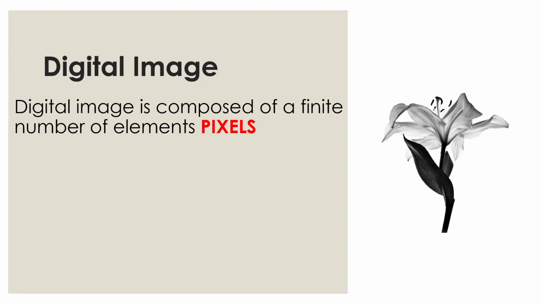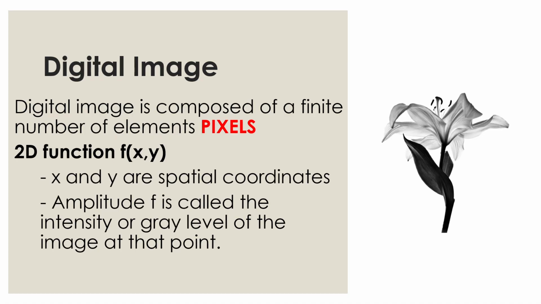So let's first understand what is a digital image. A digital image is composed of a finite number of elements called pixels. Mathematically, a digital image can be represented as a 2D function f of x comma y. Here x and y represent the spatial coordinates and f represents the amplitude, also called the intensity or the gray level of the image at that point.